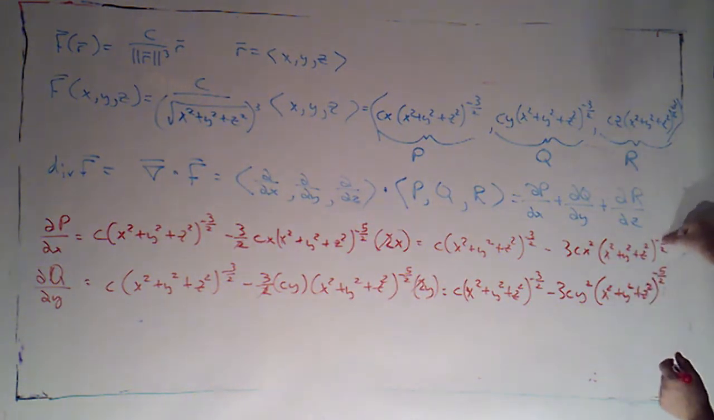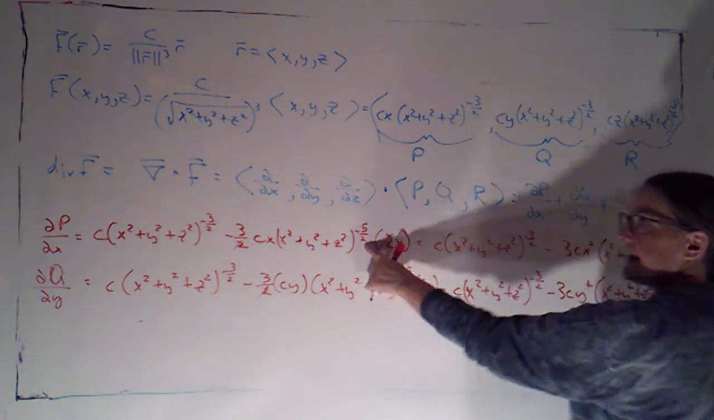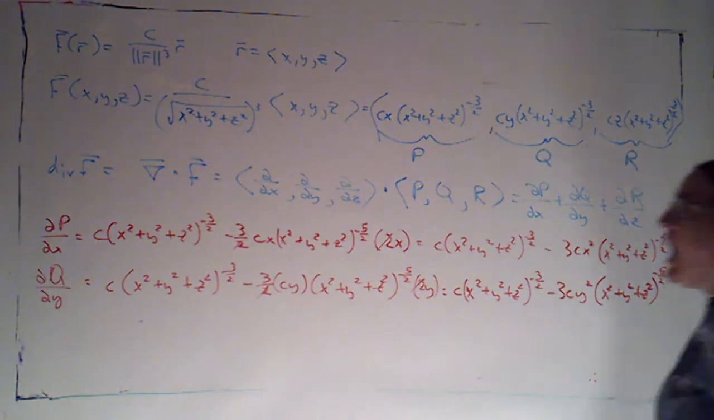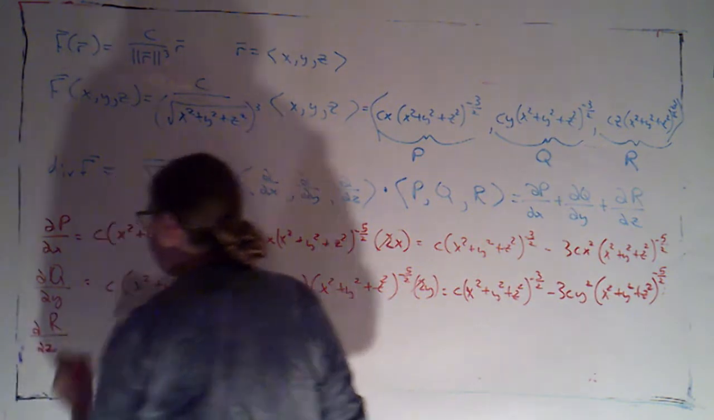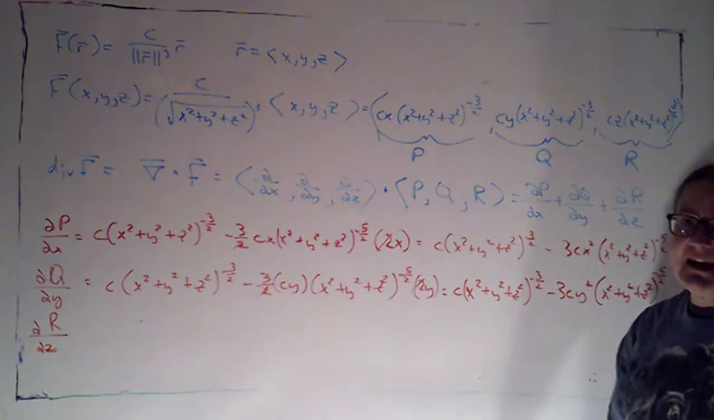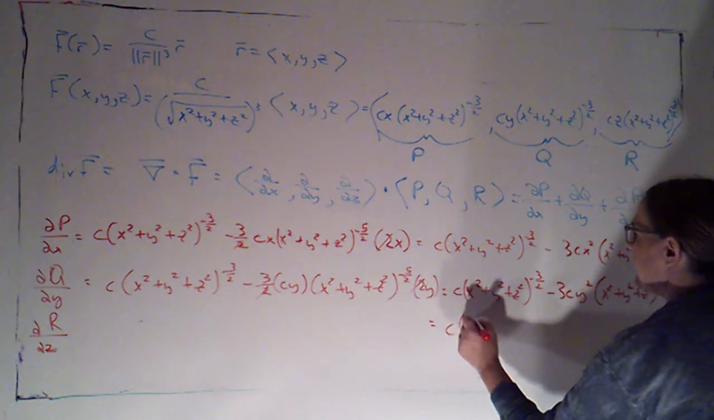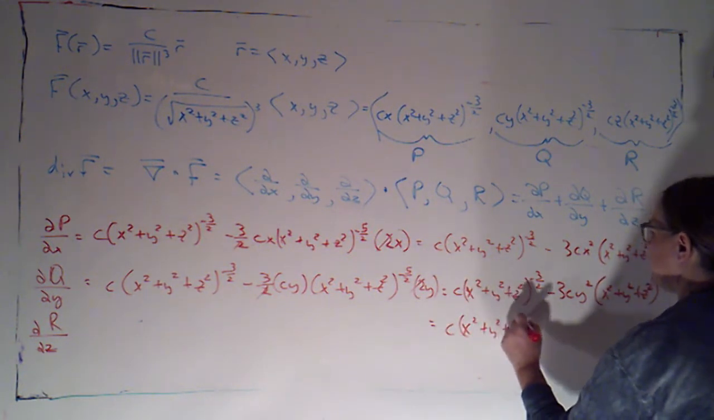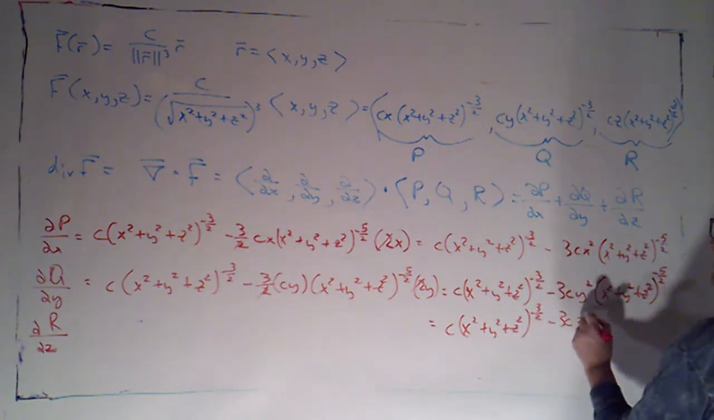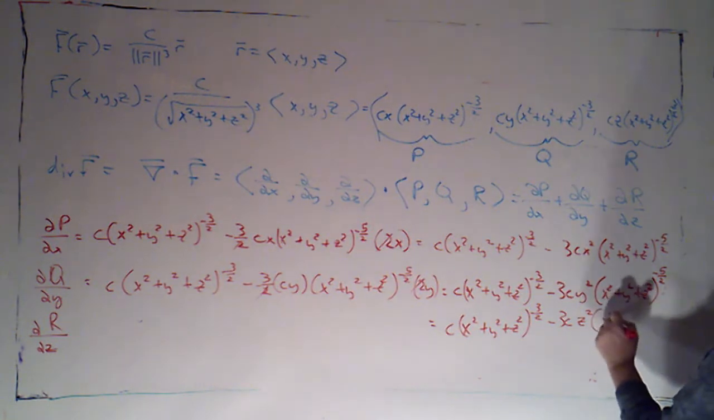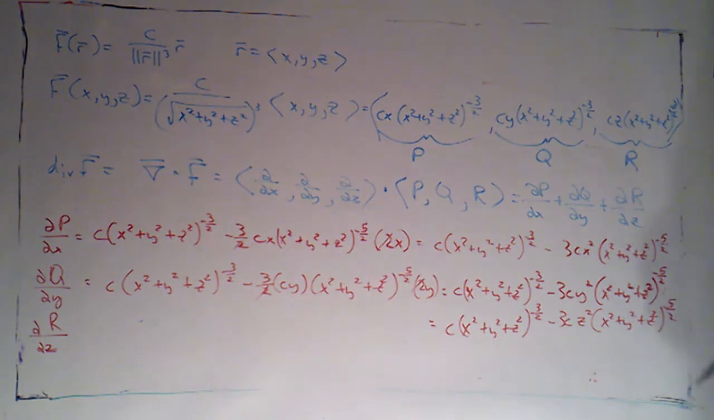I'm sorry, and I wrote this one wrong. This should have been a 5 halves here, matching the negative 5 halves that I had there. All right, if I take the partial of r with respect to z, it's pretty much the same thing, but with a z instead. So I'm going to get a c times x squared plus y squared plus z squared to the negative 3 halves minus 3c, this time it'll be a z squared times x squared plus y squared plus z squared to the negative 5 halves.